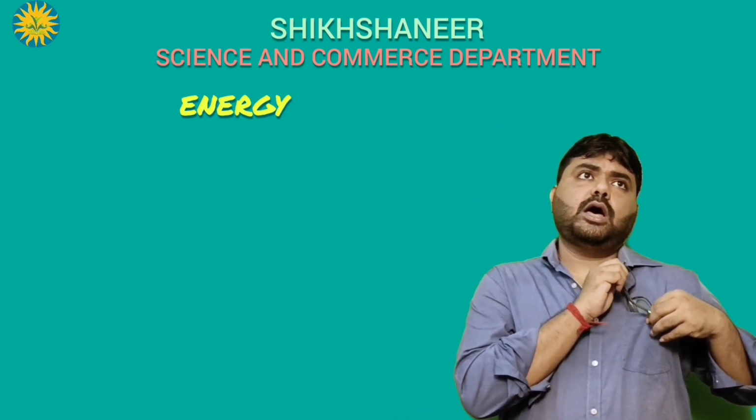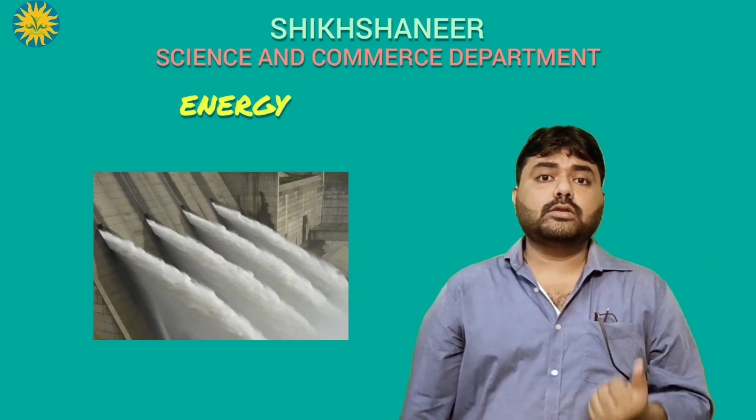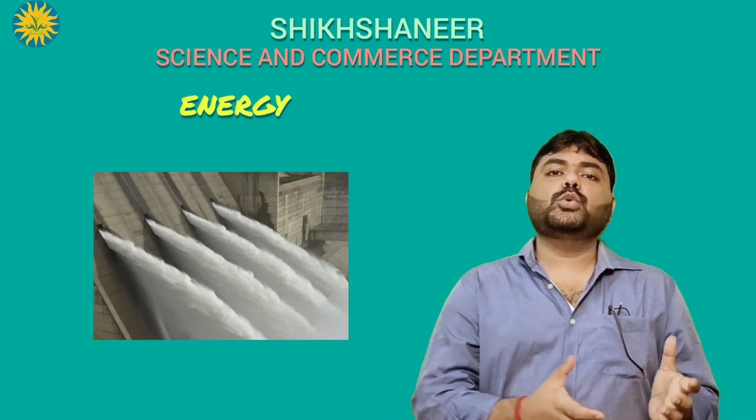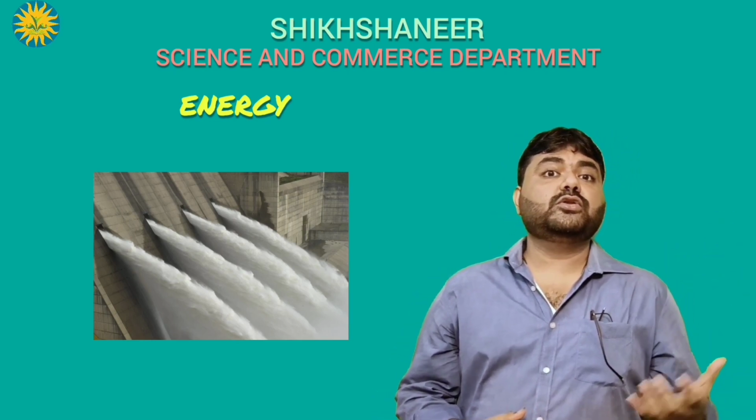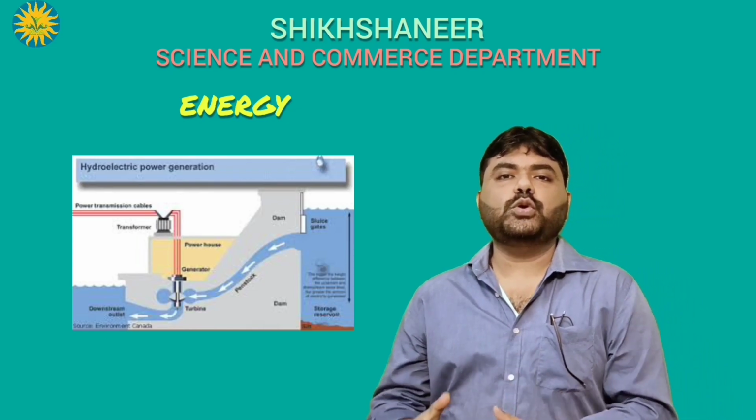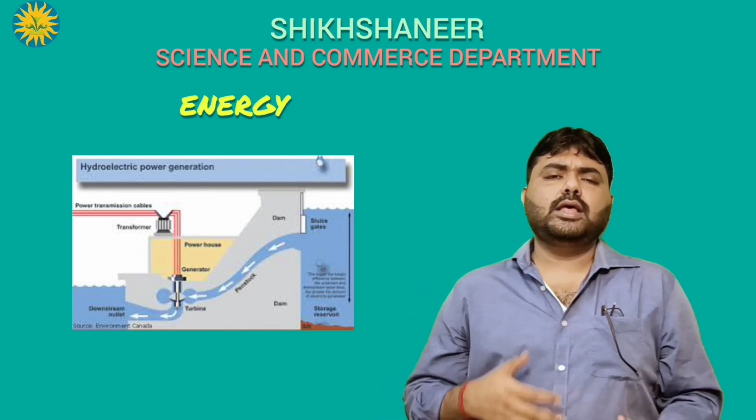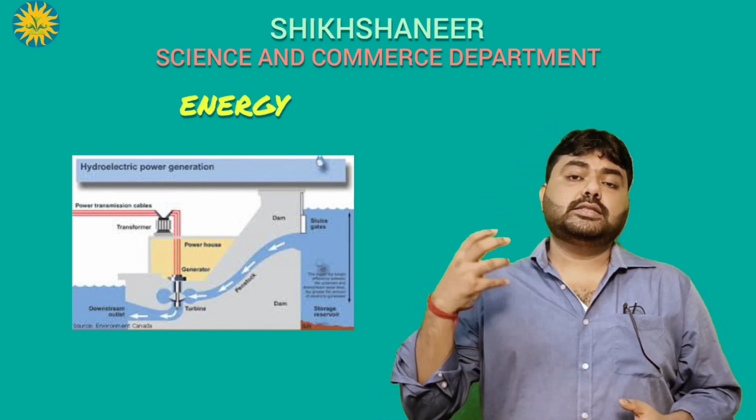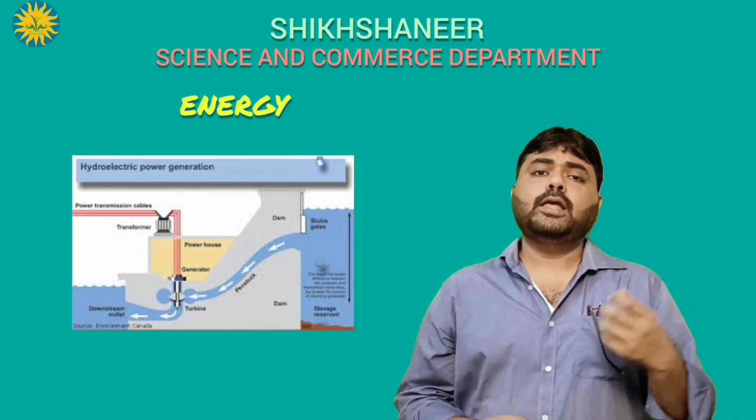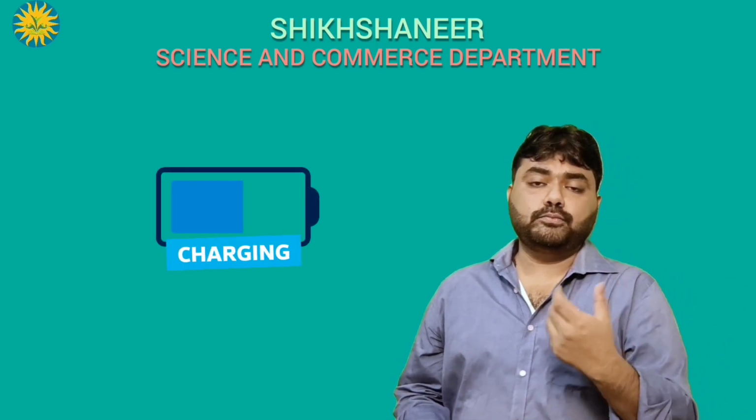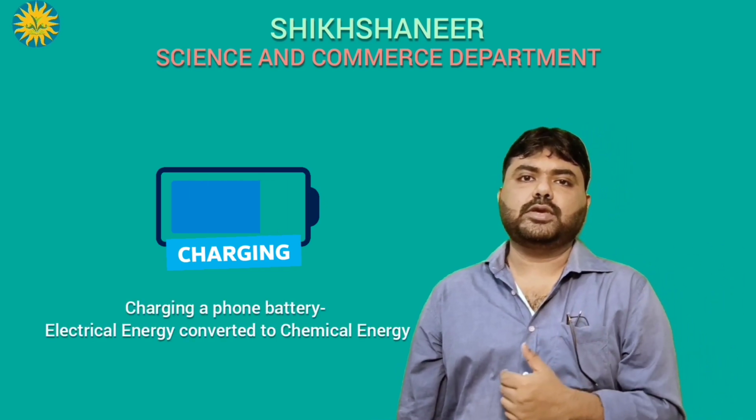So these are the different types of energy that may be converted into other types. Okay, now we can take an example. Suppose water is stored in a dam, and this water is used to generate electricity. Therefore, the stored energy, a type of mechanical energy, we can say this is potential energy, is converted to electrical energy. We are charging a battery of the phone. That means the electrical energy is converted to chemical energy.